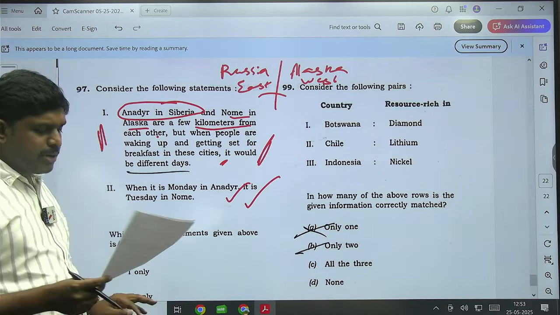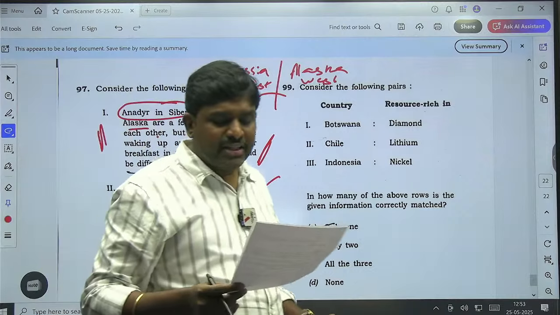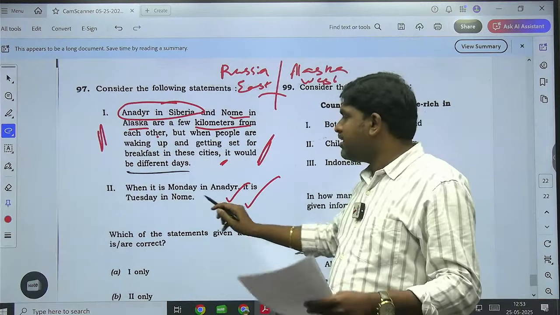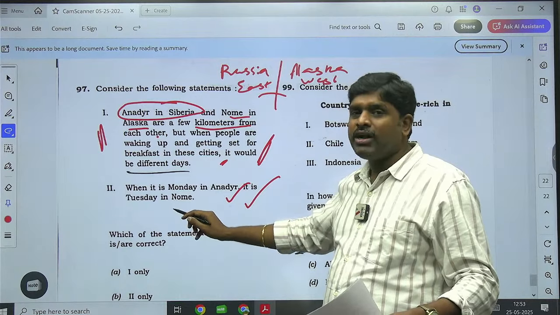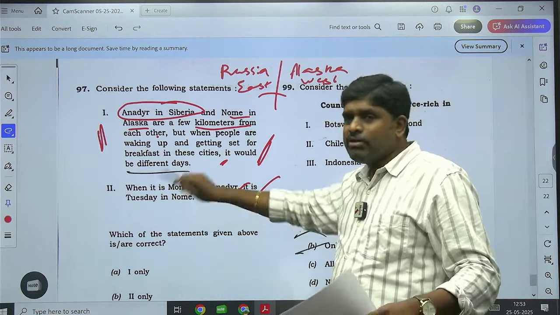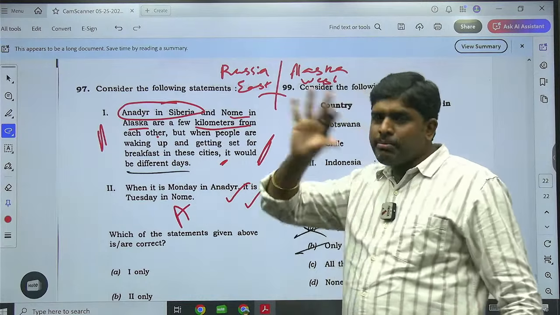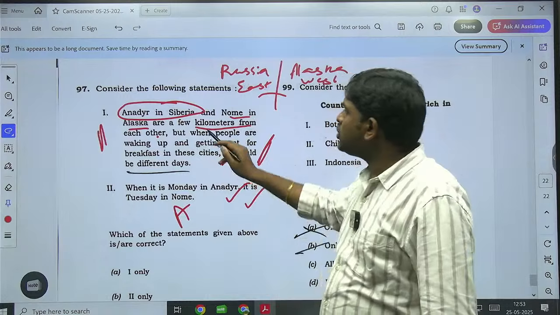So this is the correct statement. If it is Monday in Andhra, it would be Sunday. If it is Monday in Andhra, it will not be Tuesday, it will be what? It will be Sunday. So only one statement is correct. So the answer is A. If you remember the world map, then we can come to the conclusion.